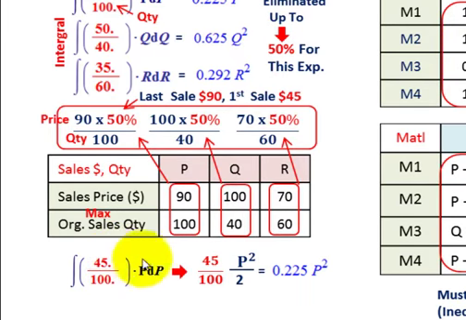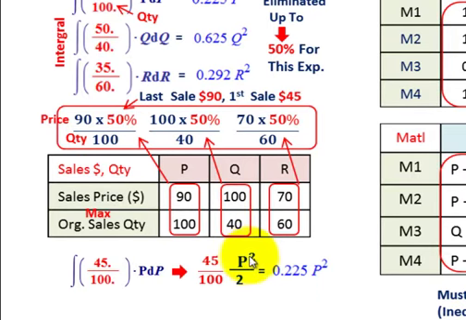So you just take your 45 here. That's our last sale, which is going to be $90, but the first sales we're starting at $45. So we're going to take 50% of our $90 to get to 45. And then our original sales quantity that we're starting with is 100. So that's how we set up our integral. And really the integral here is just taking your number of your product P and raising it by the exponent of 1.